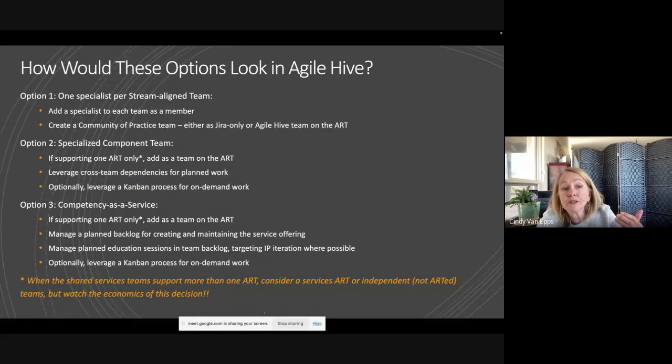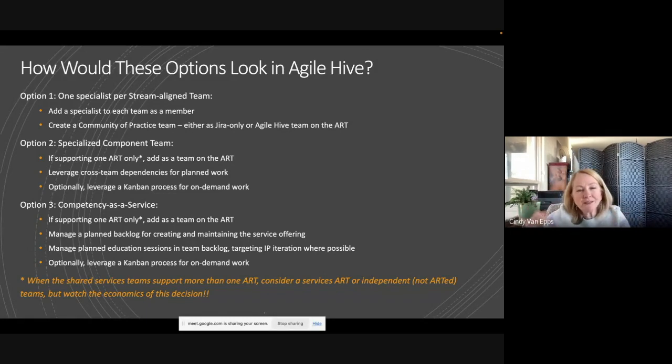Well, that's just kind of a hybrid, right? If you're only supporting one ART, it's a team on the ART that works to create and maintain the service offering. You put it in your backlog, you plan it. And then your planned education sessions can be in the team backlog as well. A good SAFe consultant, which I try to be, would tell you, target your IP iteration for the enablement training activities where possible. And then again, leverage a Kanban process for on-demand work.